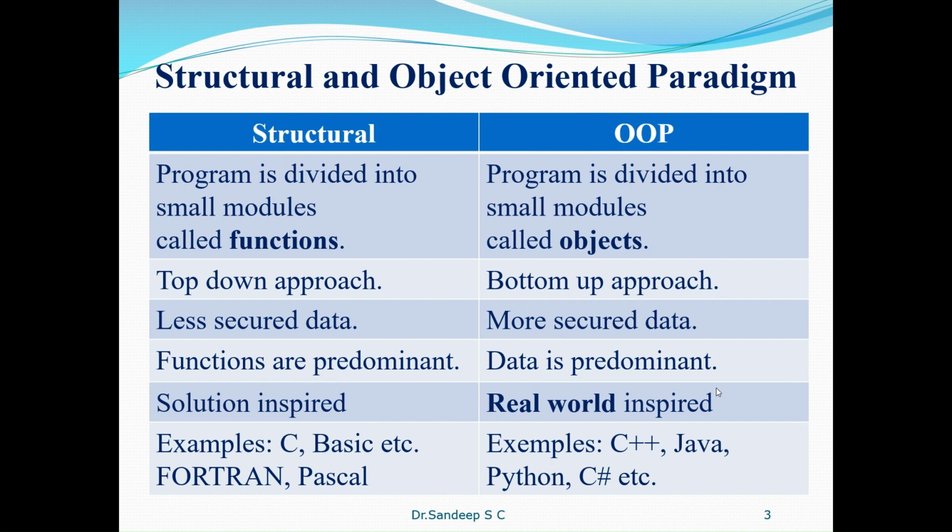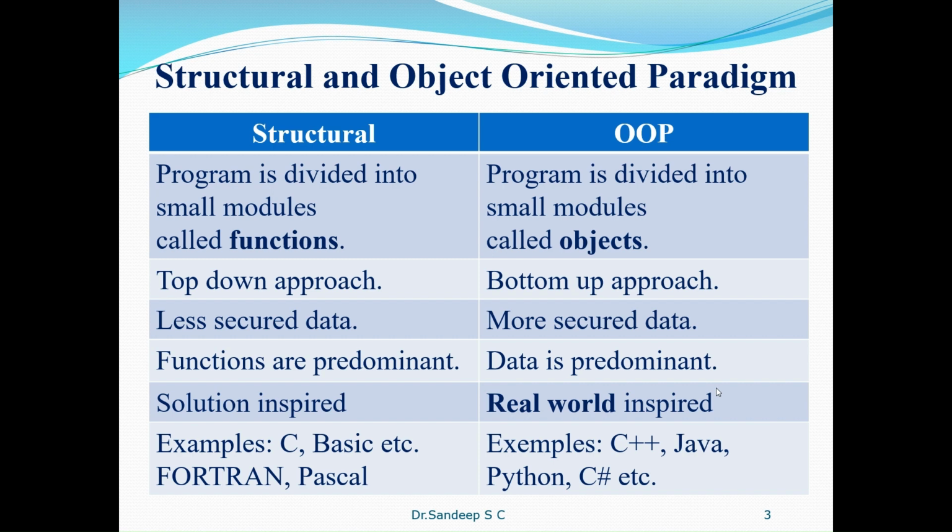In the structural model, the data is not very secure because functions play an important role and are predominant in nature. Whereas in OOPS, data is predominant and we give more importance to the data and make it very secure. Hence, the structural model is referred to as solution inspired and the OOPS concept is referred to as real-world inspired.